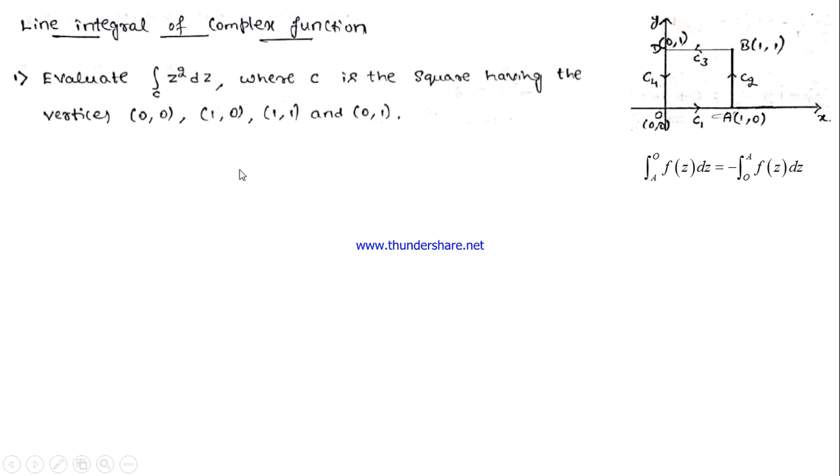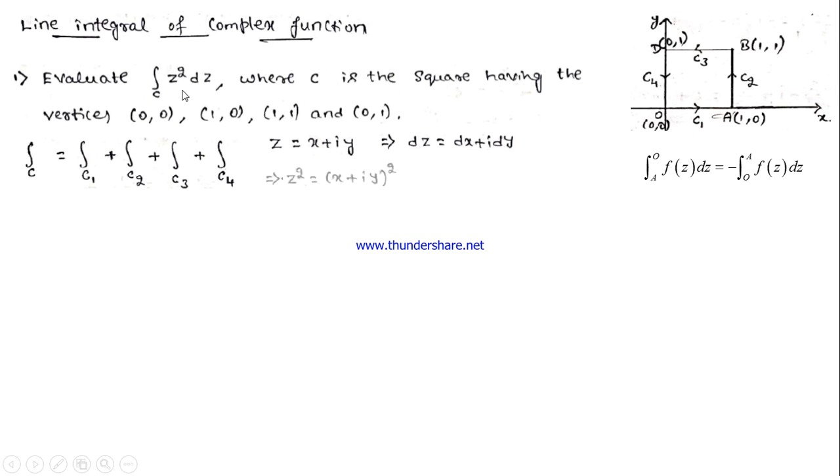Now let me come back to this example again. Integration over C is nothing but integration over C1 plus integration over C2 plus integration over C3 plus integration over C4. If I take z equal to x plus iy, we get dz equal to dx plus i dy, and z square is nothing but (x plus iy) whole square. Using the (a plus b) whole square formula, that becomes x square minus y square plus i 2xy.